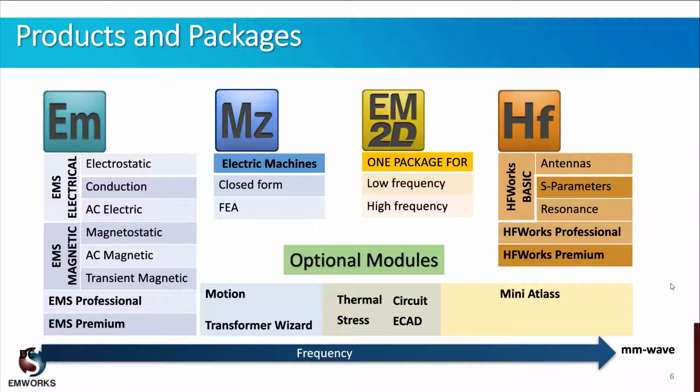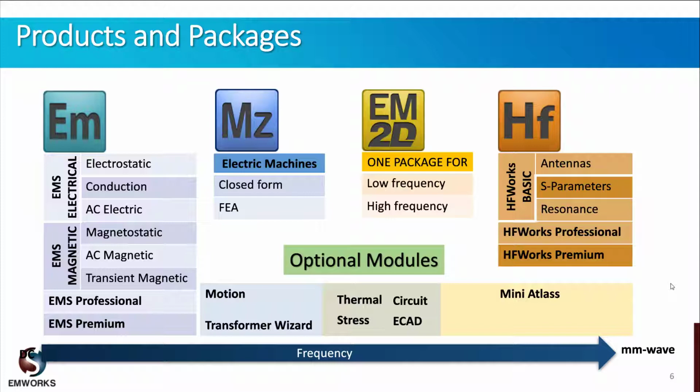EMworks 2D is a 2D and axisymmetric electric and magnetic field modeling software for frequency ranging from DC to few hundred megahertz. It covers the same applications as EMS. Motor Wizard is a template-based motor design software. It offers analytical and finite element analysis for BLDC and permanent magnet motors. In addition to these solvers, we offer several multi-physics modules including motion, stress analysis, thermal analysis, electric circuits, and ECAD.